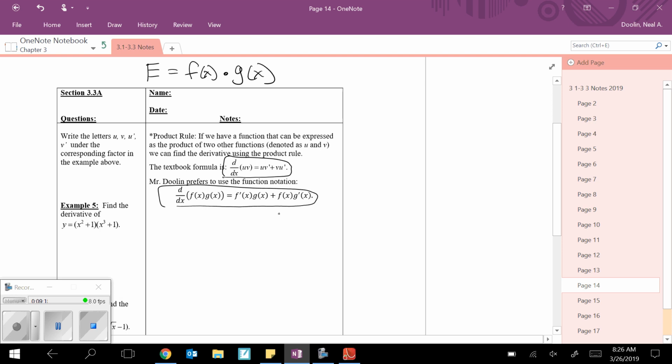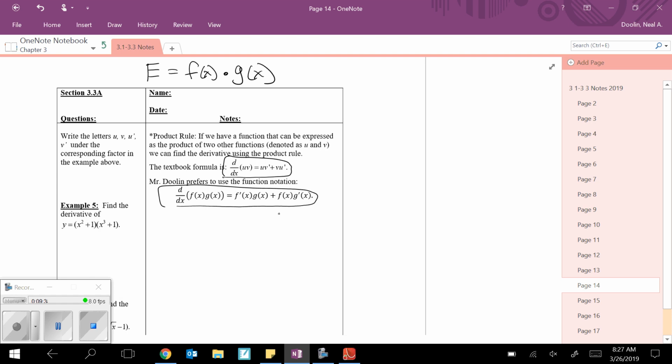So I remember it like this. It's kind of like a chant you would yell at a football game or a basketball game. And it just goes like this. DFG, FDG, DFG, FDG. And just say it over and over again, you'll remember it forever.